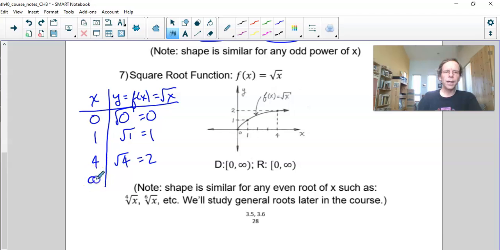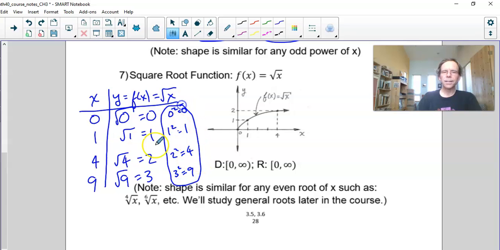What's another one? How about 9? The square root of 9 is 3, because 3 squared is 9. I'll put in what I'm saying here. 0 squared is 0. So these are kind of the check to see that I got the right function value. So if you put those points on here, (0, 0), (1, 1), (4, 2), and then way out here at 5, 6, 7, 8, 9, it's not that far out there, we're going to get 3. My scale's kind of off, but you get the idea.